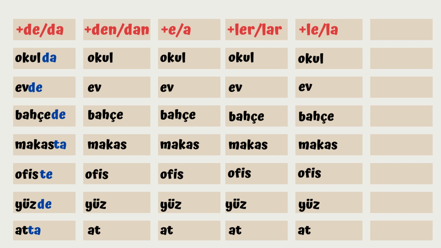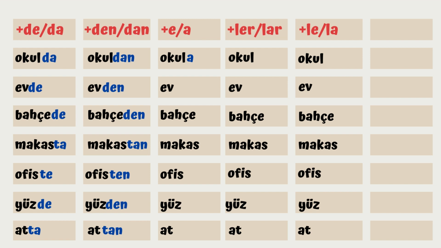Okay, again, den/dan. Okul, okuldan. Ev, evden. Bahçe, bahçeden. Makas, now be careful. Makastan. Office, ofisten. Yüz, yüzden. At, again be careful. Attan. Okay. Now this time the a ending.